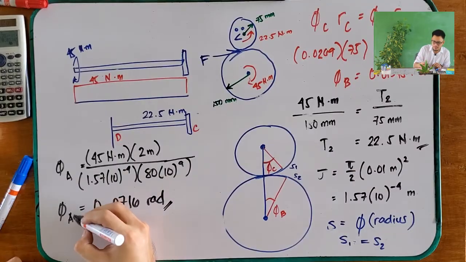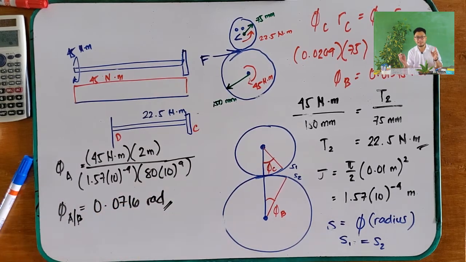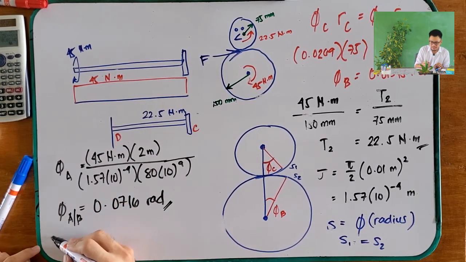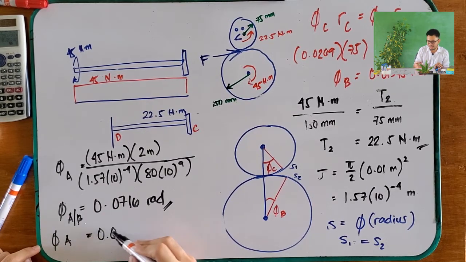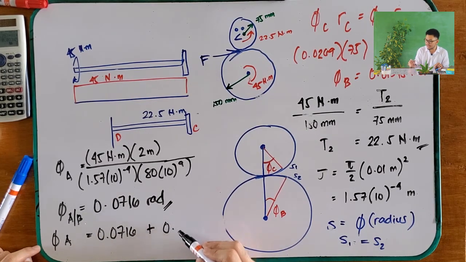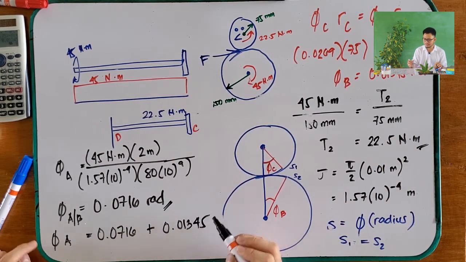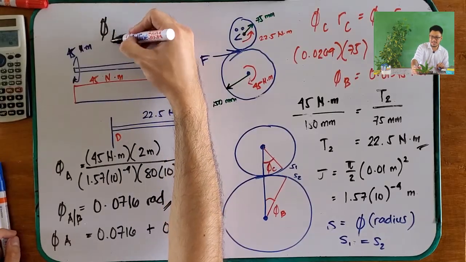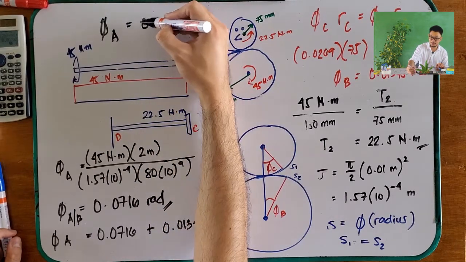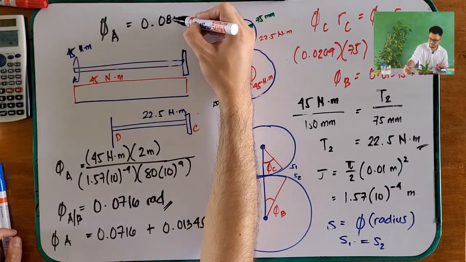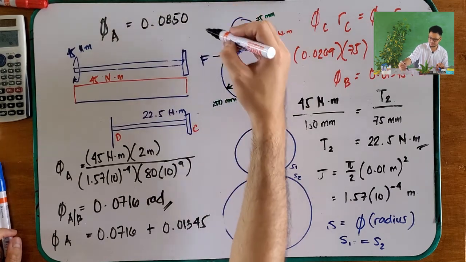But we're not done yet because this one is your A with respect to B only. We have not yet solved for the total angle of twist of A, which is equal to 0.0716 plus, what did I solve earlier? 0.1345. So therefore, your final answer of your angle of twist at A is just equal to 0.0850 radians.